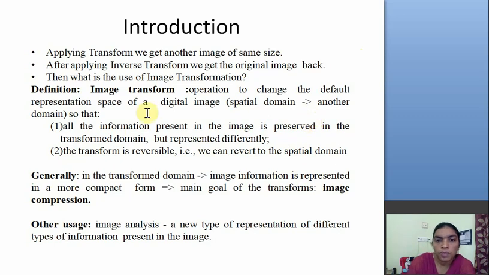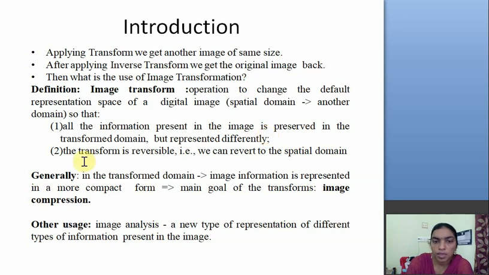That's why the image transform is the operation to change the default representation space of the digital image. That means the spatial domain is converted into the transform domain and vice versa, so that all the information present in the image is preserved in the transformed domain but represented differently. That means the image representation is changed, but not the information. The whole information is preserved in the modified domain image also.